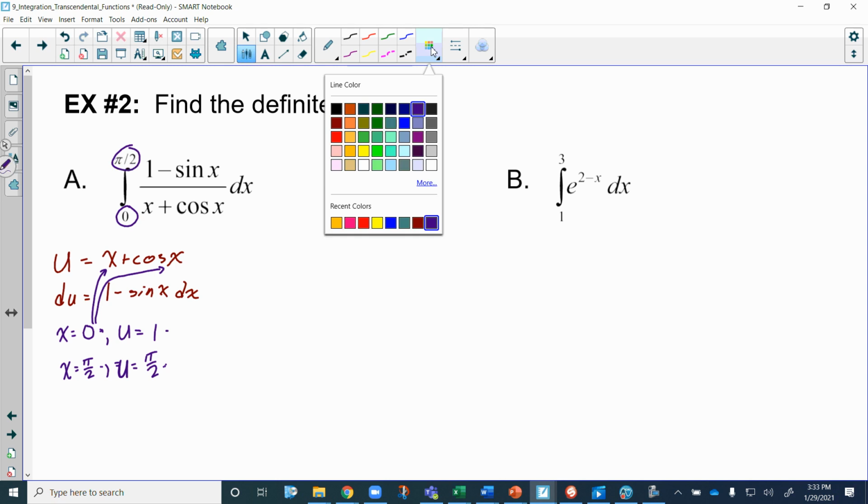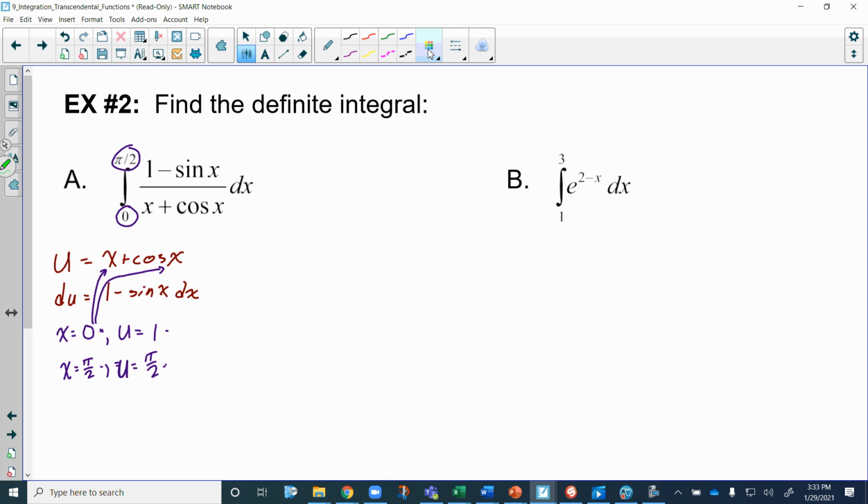So now it's time to start doing our integration with our u substitution. In this case, my new definite integral will be from 1 to pi over 2. And I'm going to have 1 over u for the 1 over x plus cosine of x, and du is just the 1 minus sine of x dx, so du. Okay. And now we can take the antiderivative of 1 over u, and that'll be the natural log of u in this case. And we're not going to add a constant here.